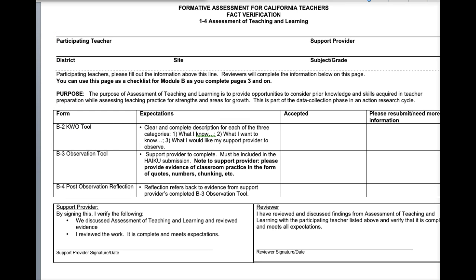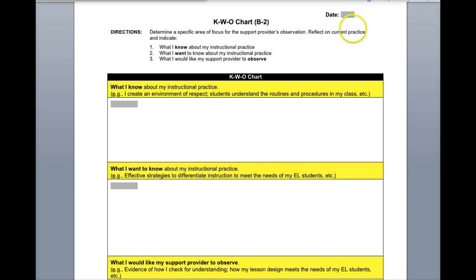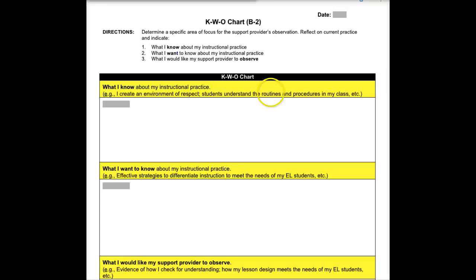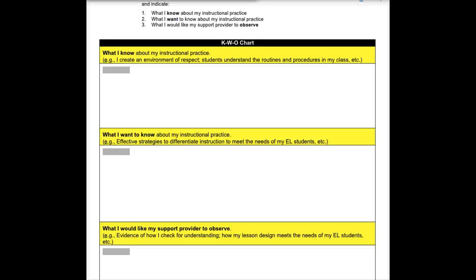So what do we look for as we're likely that second reviewer? Typically, we are not familiar with the participating teacher, so it would be very difficult for us to be evaluative in terms of whether we agree or disagree with what they know, what they want to know, or what they are asking their support provider to observe. However, as district leads or secondary reviewers, we want to be able to clearly understand what the participating teacher knows or wants to know about their teaching practice.